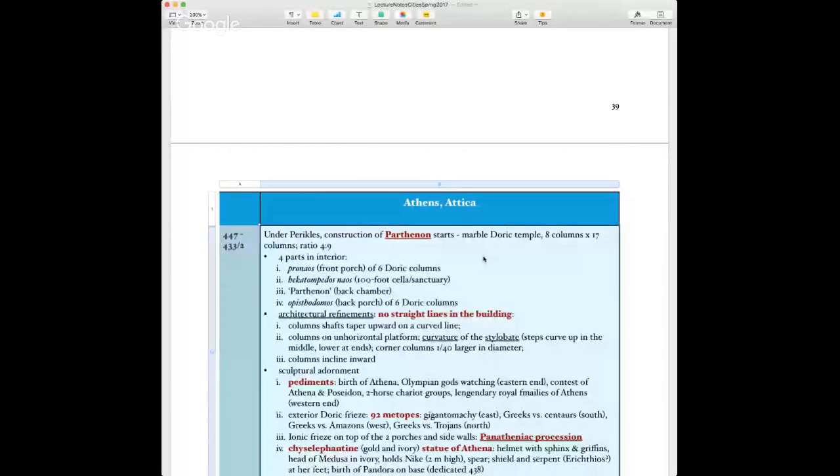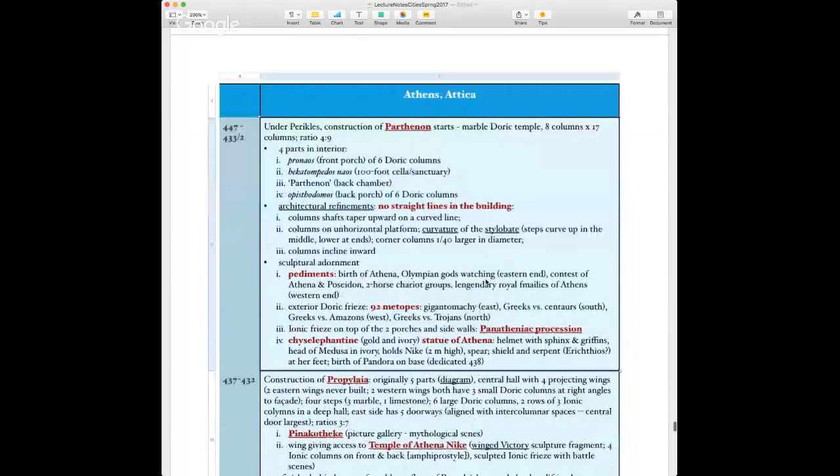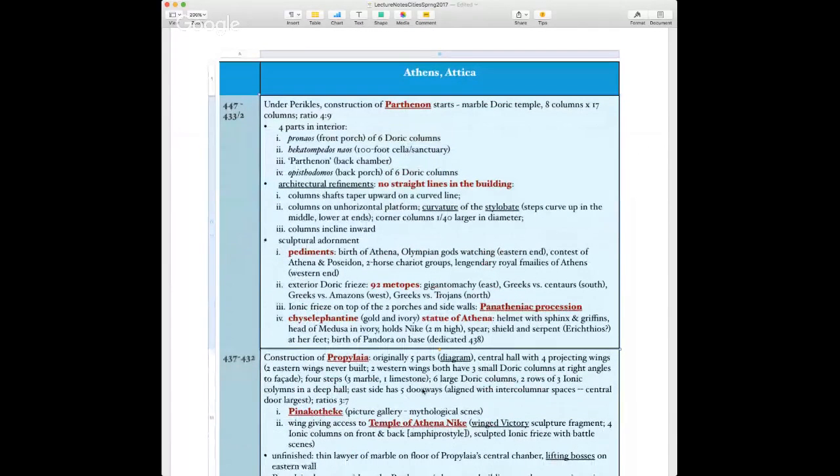Namely, the construction of the Parthenon, and also the construction of the Propylaia. This is the entrance gate that you go through when you climb up on the Acropolis. It's very, very grand. And also the construction of the Erechtheion, which is the temple to Erechtheus, the ancient king of Athens.